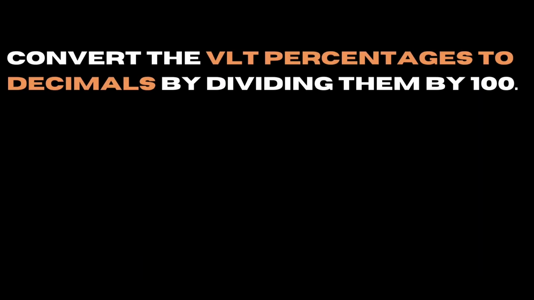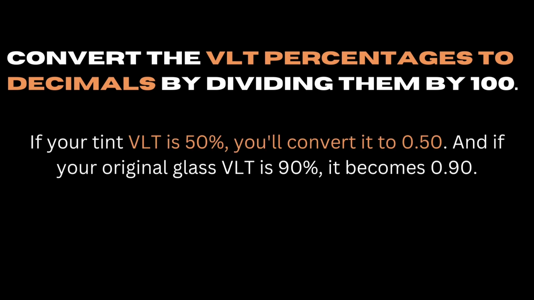Step 1. Convert the VLT percentages to decimals by dividing them by 100. For example, if your tint VLT is 50%, you'll convert it to 0.50. And if your original glass VLT is 90%, it becomes 0.90.